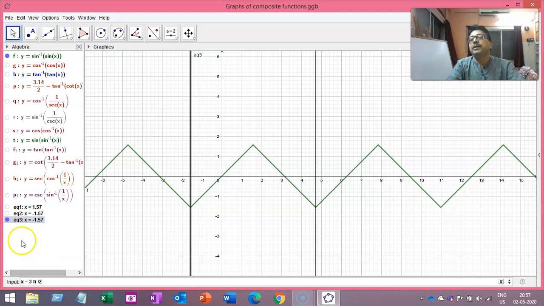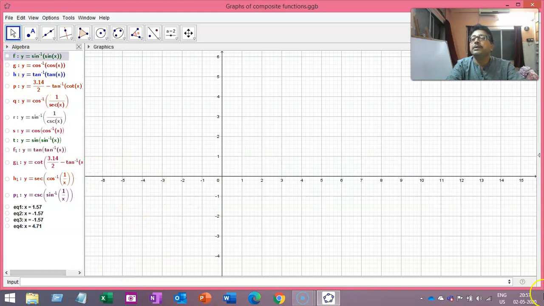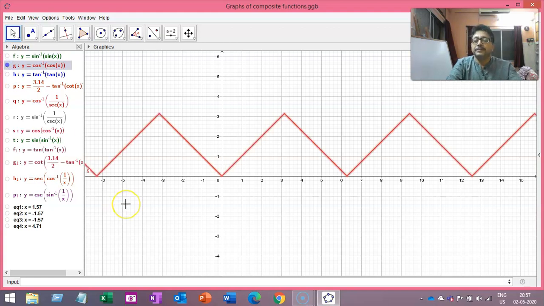Okay. Let us see what happened for cos inverse cos x. Make this one off. Go for cos inverse cos x. See, cos inverse cos x function, by plotting the two vertical lines that manner, we can prove the length of the interval over which it's going to repeat, that you can verify easily.